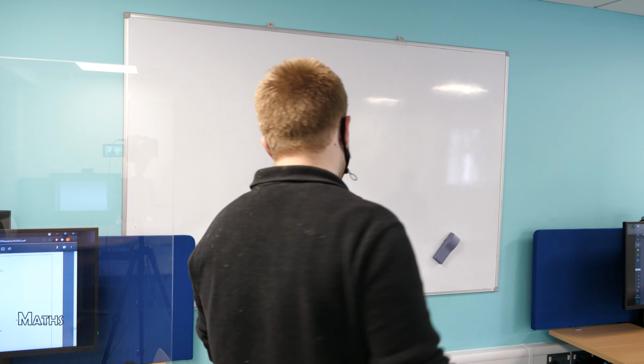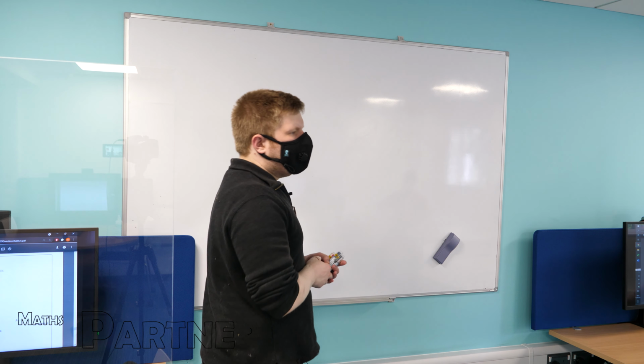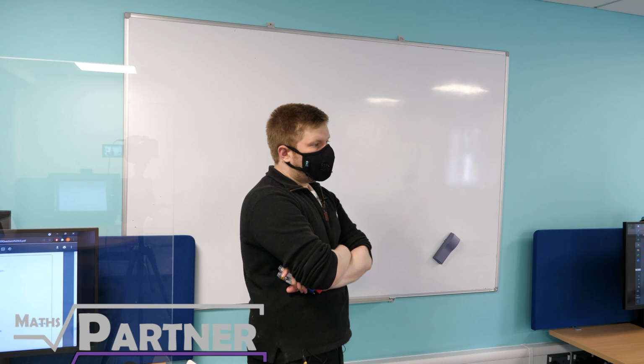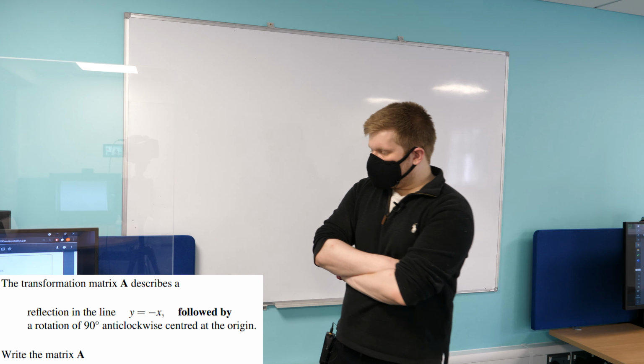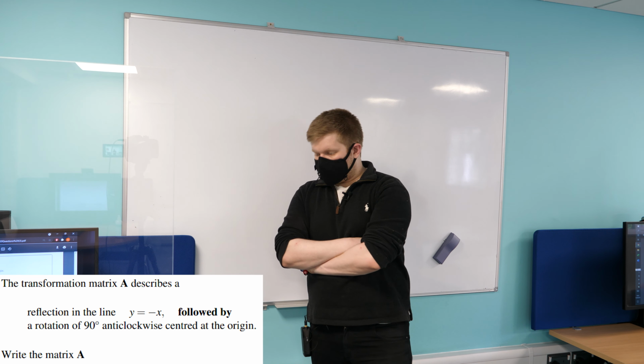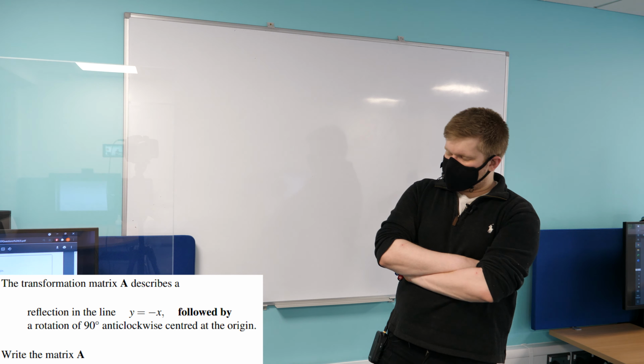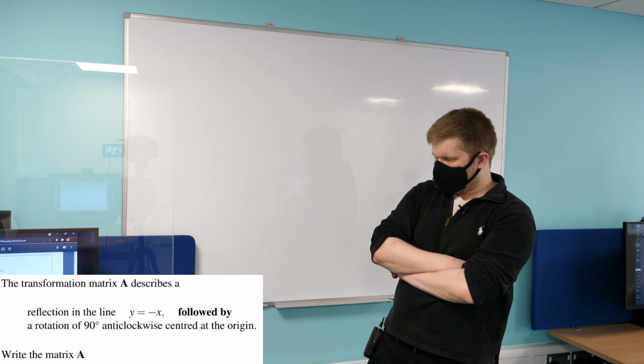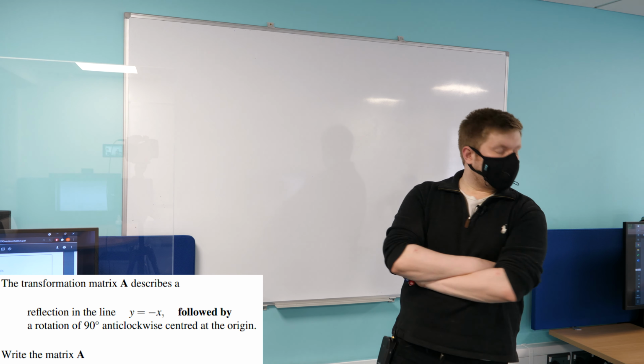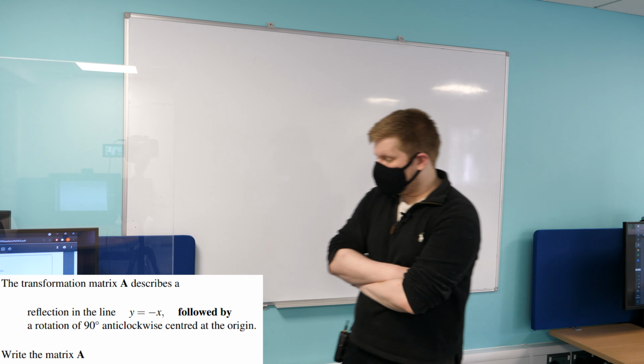Okay, so matrix question, right? So we've been given, first of all, a transformation matrices question. We've been told that a transformation matrix A describes a reflection in the line y equals negative x, followed by a rotation of 90 degrees anti-clockwise centered at the origin. Can we find that transformation matrix? Can we find that matrix A?